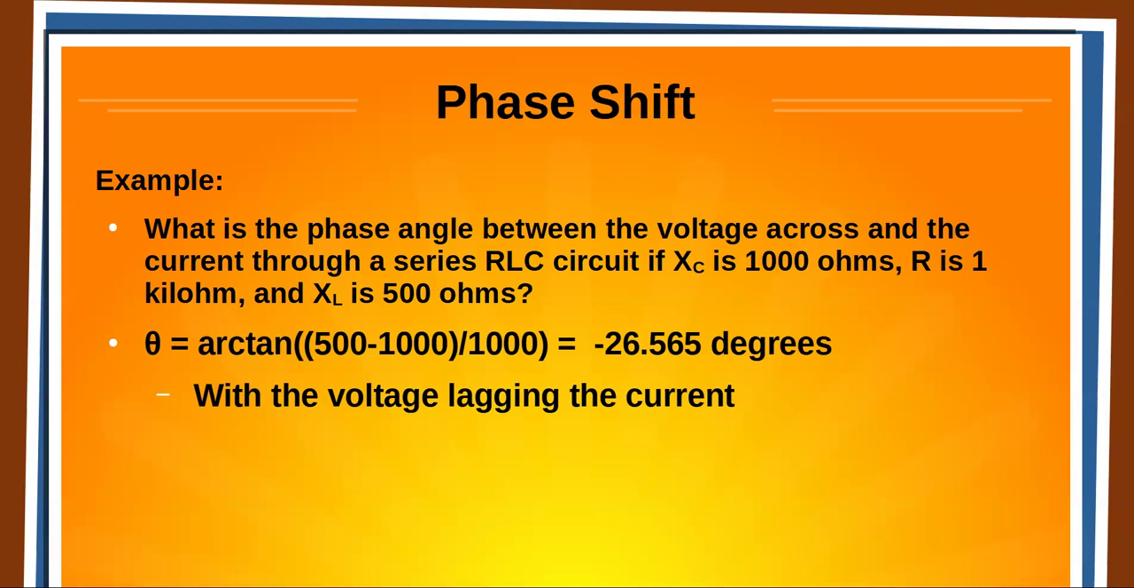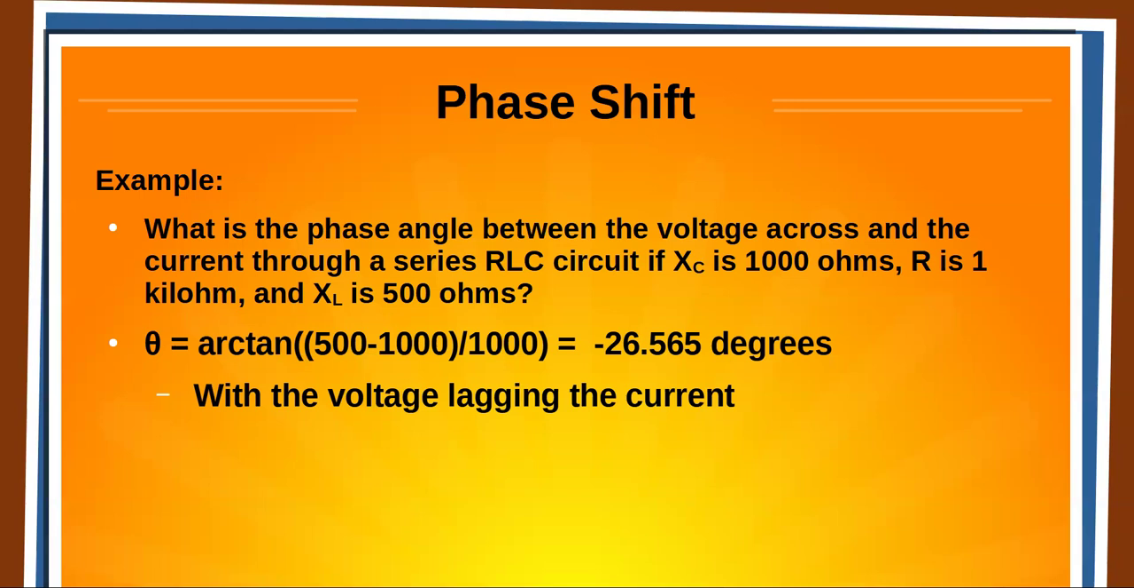Why didn't you subtract the 1,000 ohms, 500 from 1,000 instead? I mean, could you have done it either way there? Upper part of the fraction. Say that again? You have 500 minus 1,000. Right. Why couldn't it have been 1,000 minus 500?